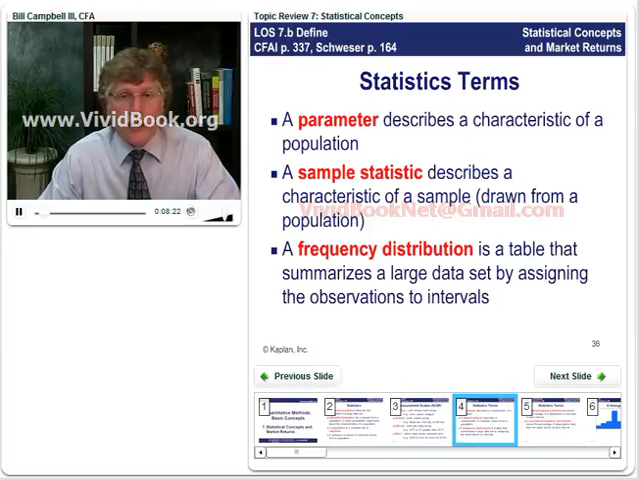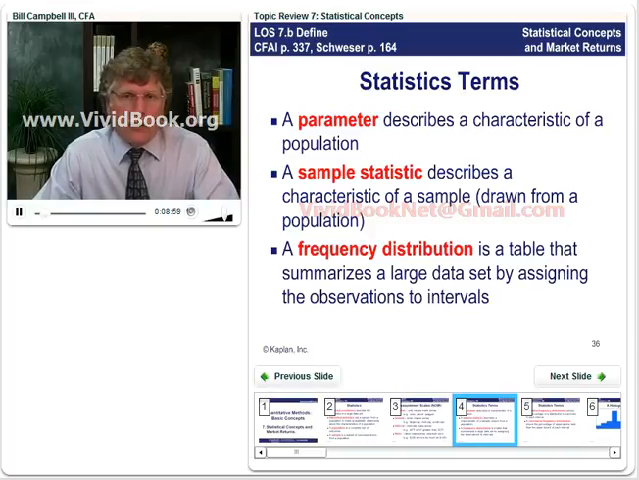A way that we can summarize these data is the next bullet point, what we call a frequency distribution. This summarizes large data sets by assigning them to intervals. So for the heights of our giraffes, for example, let's say we were measuring the heights in meters. We might take our 500 giraffes and figure out how many of them are, I don't know what the smallest giraffe is in the world, probably not less than a meter tall. So let's say the smallest giraffe in the world is 1.5 meters tall.